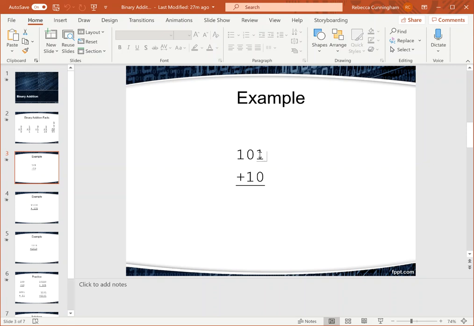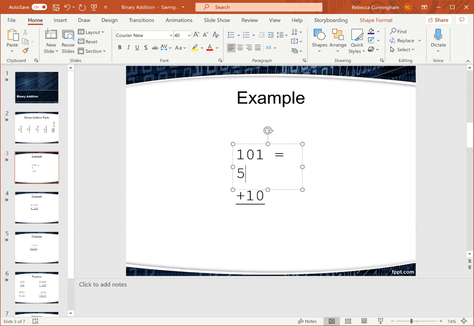So if you recall from that, this first position is worth 1. This second position is worth 2, and this third position is worth 4. So I've got 4, nothing here, and 1, which is equal to 5. So 1, 0, 1 is equal to 5.